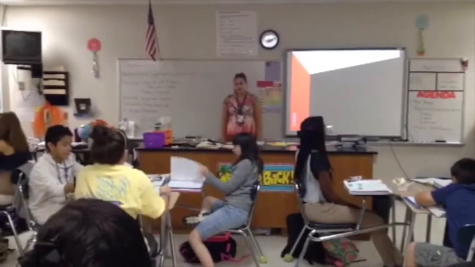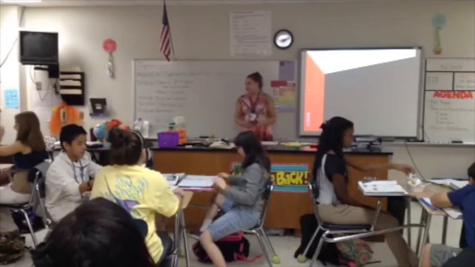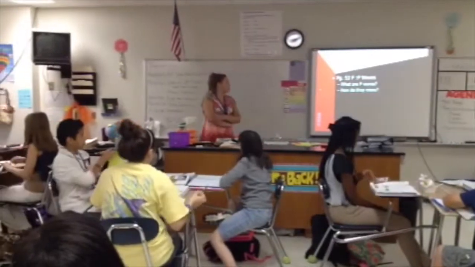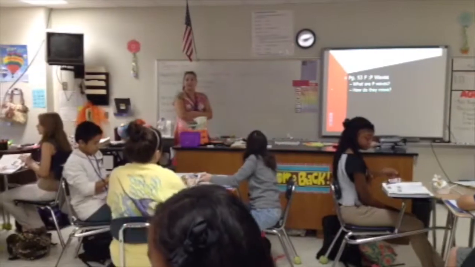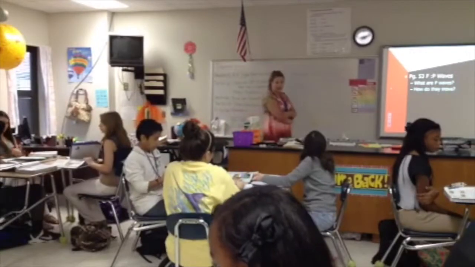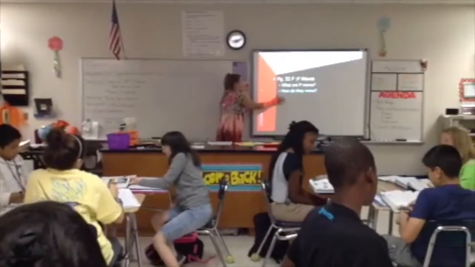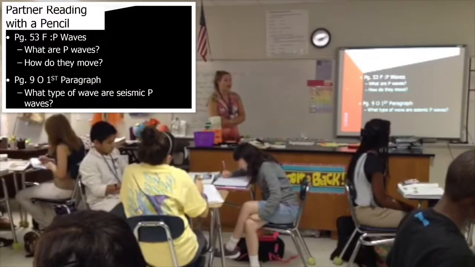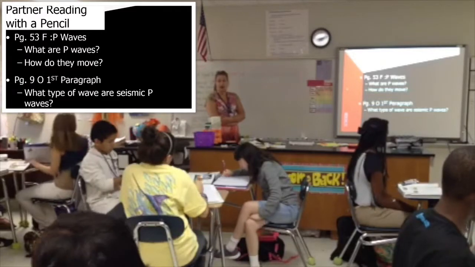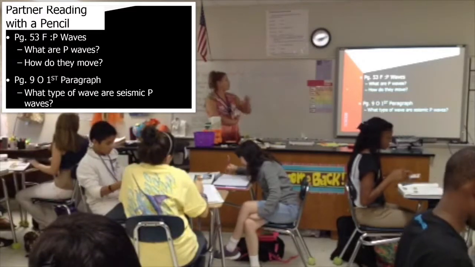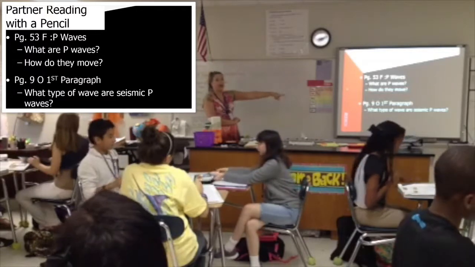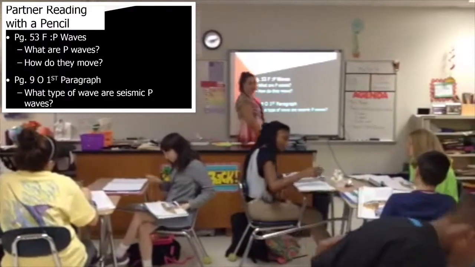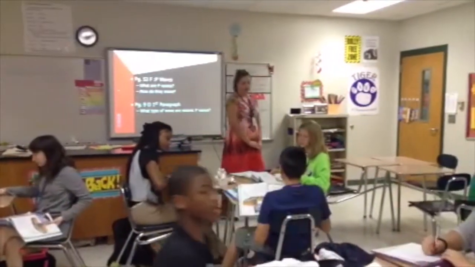What we're going to start off with right away is flipping between the F and O section, which is why I asked you to look at both of them. With your partners and your pencils, you're going to start on page 53F where it says P waves, and read that short little paragraph and tell me what they are and how they move. But they also talk about P waves on page 9O in the first paragraph, and you'll tell me more about them there. So you're flipping between 53F and 9O to get all of your information on the P waves. Read with your partners and your pencils, please.